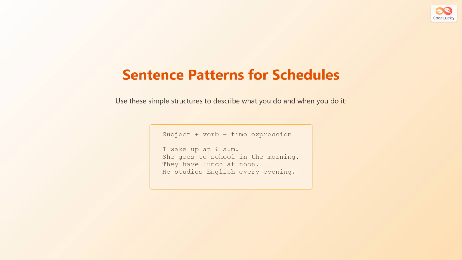A simple way to describe your schedule is to follow this sentence pattern. Subject plus verb plus time expression. For example, I wake up at 6 in the morning. She goes to school in the morning. They have lunch at noon. He studies English every evening. Keep your sentences short and use clear time expressions to describe your daily routine.